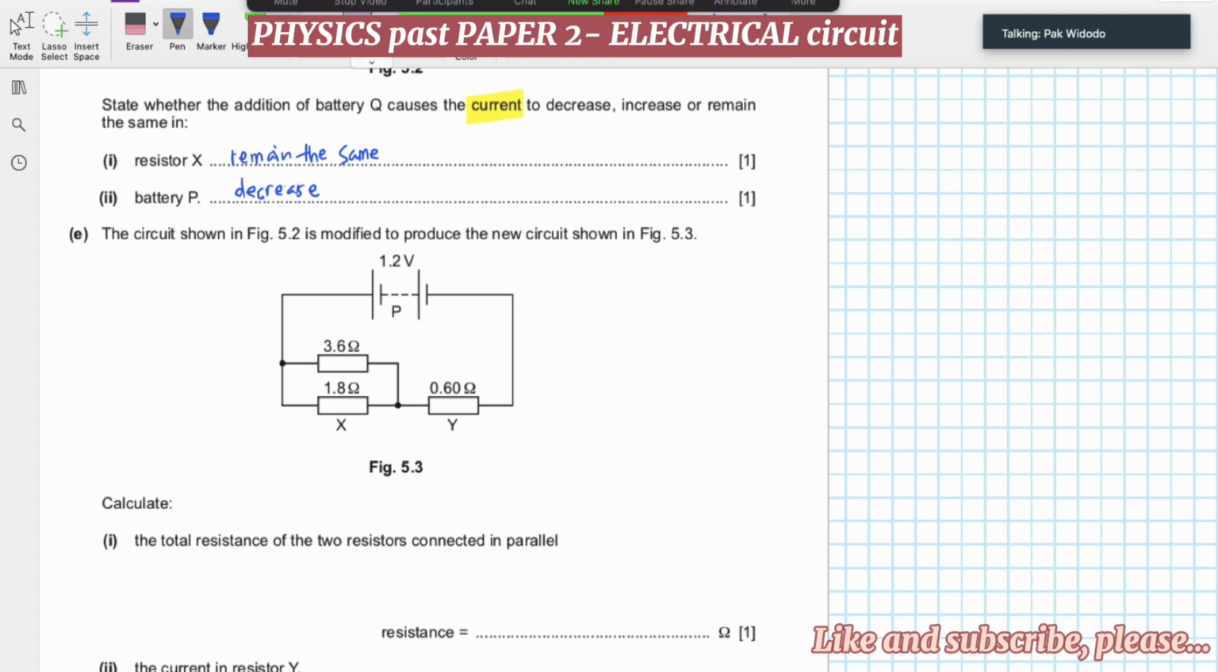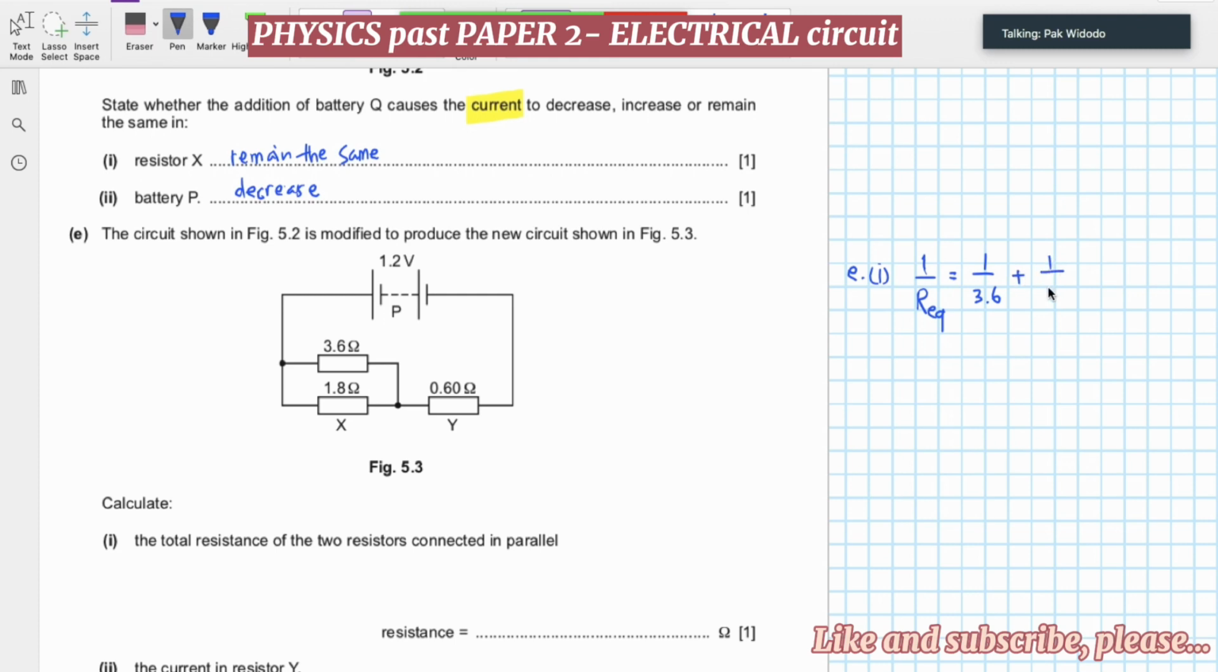Okay, let me check E. The circuit shown in figure 5.2 is modified to produce the new circuit shown in figure 5.3. Okay, we have a different circuit. Find the total resistance of the resistors connected in parallel. If you still remember, R equivalent in a parallel circuit is the reciprocal: 1 over R equals 1 over each resistor.